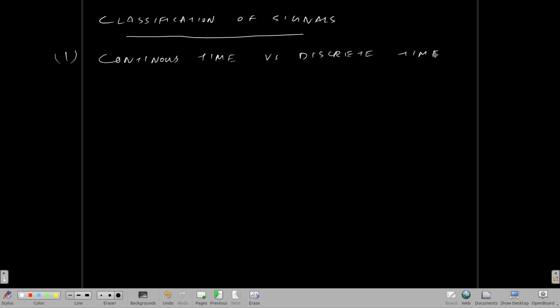Okay, so let me draw two images and let's see if you can identify which is continuous time and which is discrete time, because the name itself is sort of self-explanatory. Okay.